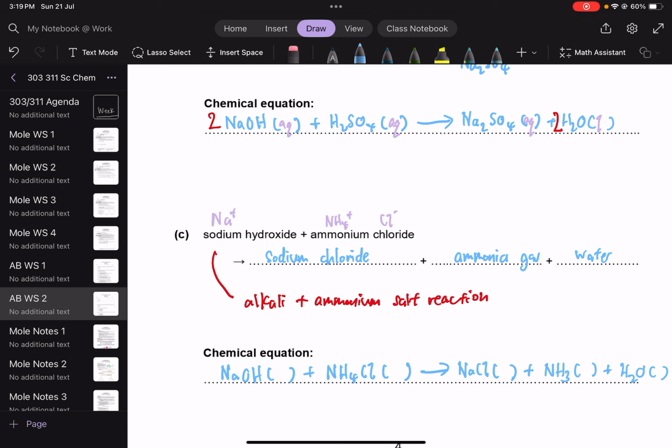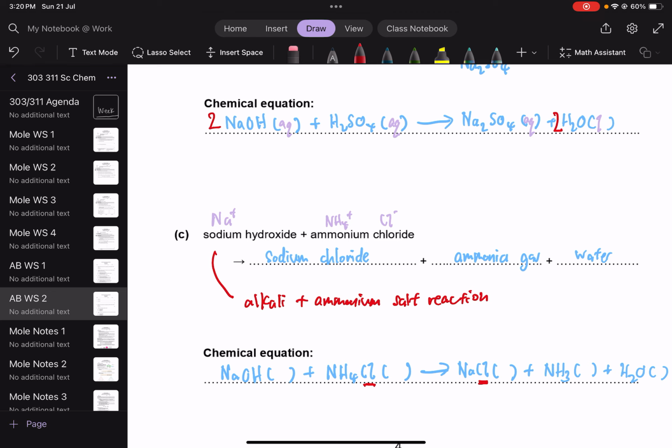Okay, so now let's try to balance this equation. Let's balance Na first. We have one Na on the left hand side, one Na on the right hand side. So for now, Na is balanced. Next, let's look at Cl. So Cl is also balanced. One Cl on the left, one Cl on the right.